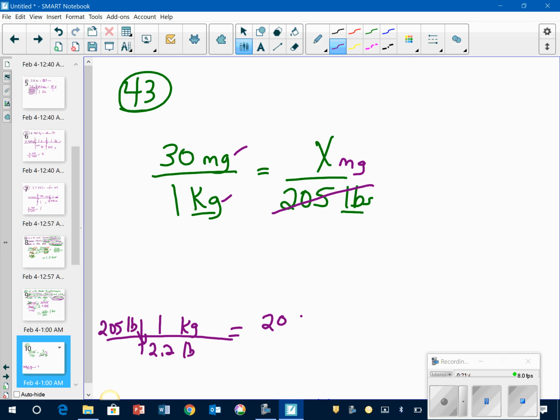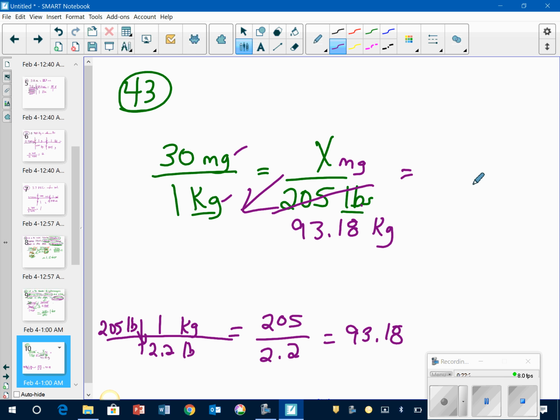So 205 divided by 2.2, and you get 93.18. So on this one, that's kilograms. This one, you could have converted kilograms to pounds as long as the two bottom ones are the same. You have pounds, pounds. Or you could convert the pounds to kilograms and have kilograms on each one. Okay. So just to let you know that you could have done either one, the answer will still come out correct. Okay. So then you're going to cross multiply.